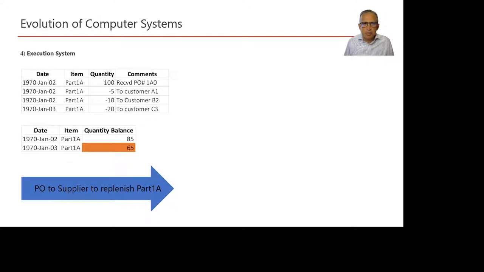The final step in the evolution is the rise of execution systems. Here, not only do we have all the pieces of the decision support system, but the computer actually takes action and places the PO to the supplier since the balance has dropped below 70. This is a big step.